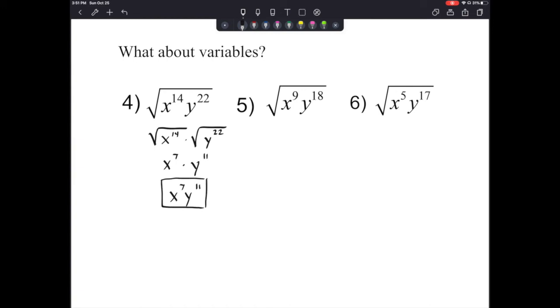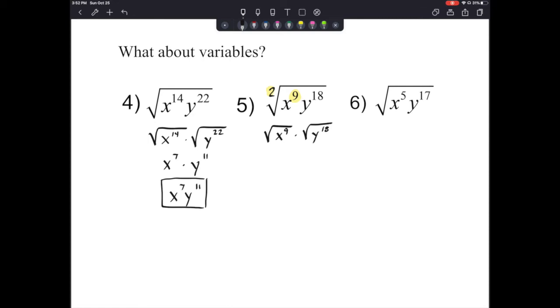Number 5 now, all of a sudden here, what about when we have this negative exponent? I'm sorry, not negative, that's an odd exponent. So we have the square root of x to the 9th, y to the 18th. All right, so we're still taking that second root here. If we took this and broke this apart, we're just saying the square root of x to the 9th times the square root of y to the 18th.